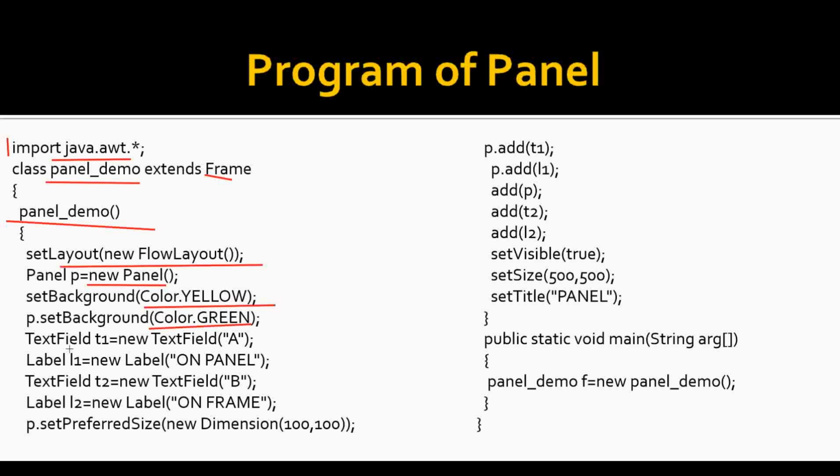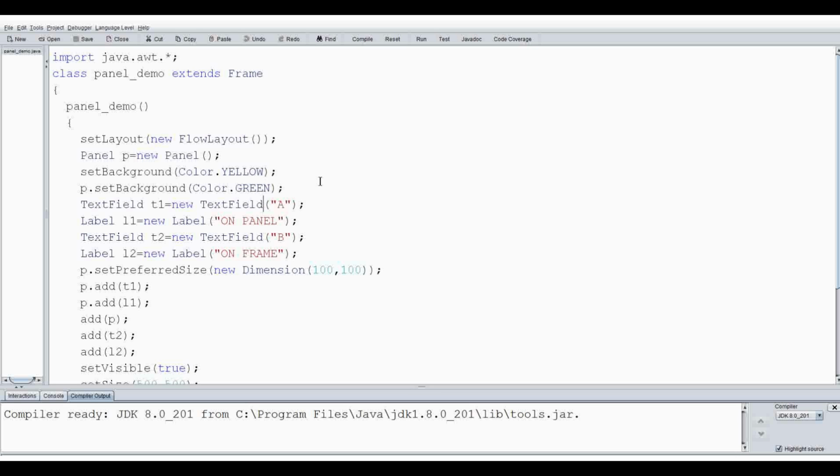Here I created a text field with string A and a label with string on panel. Here I create a text field with string B and a label with string on frame. Here I use setPreferredSize method to set width and height of panel, which is 100 by 100. After that, here I put T1 and L1 objects on panel. Add panel on frame. Here I add T2 and L2 objects on frame, and these are the methods of frame. Now let's check the output of the program.